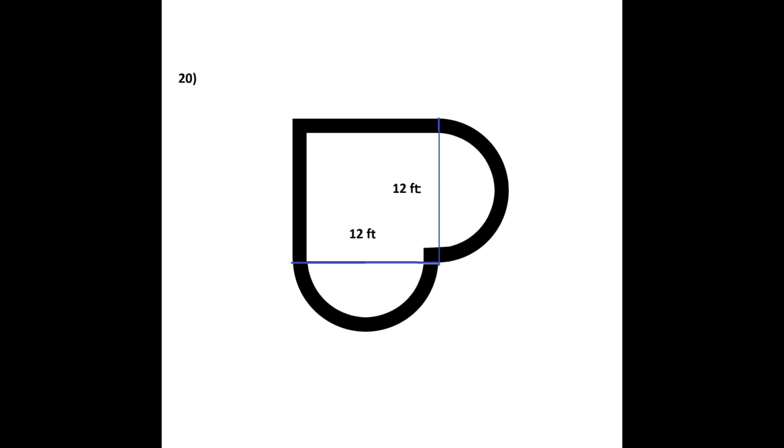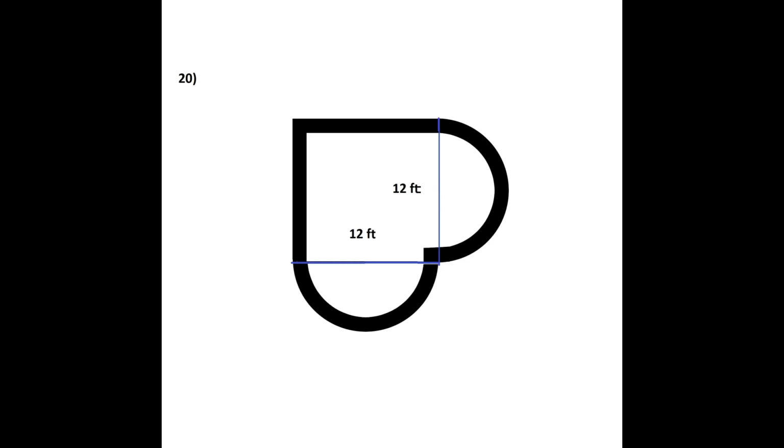Problem number 20 asks us to look at a pond surrounded by a walkway. The question is, what is the area of the border? As you can see, there's 12 feet that go from edge to edge, and it's a square surrounded by 2 semicircles. That's really going to come into play as we're solving this problem.